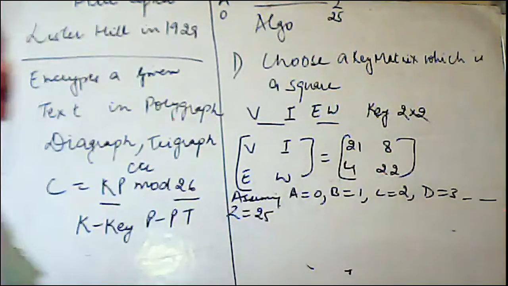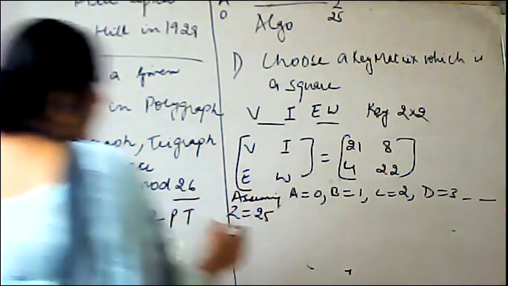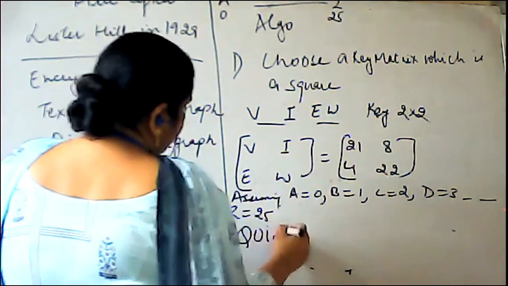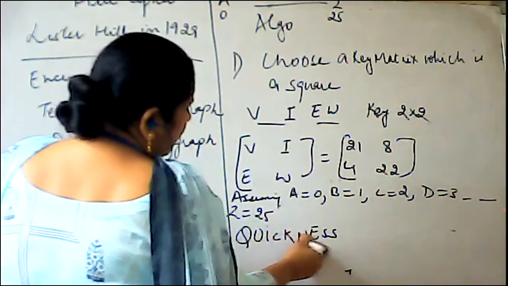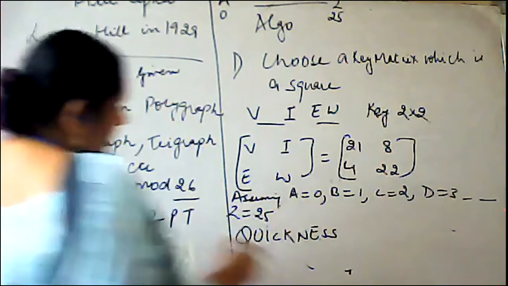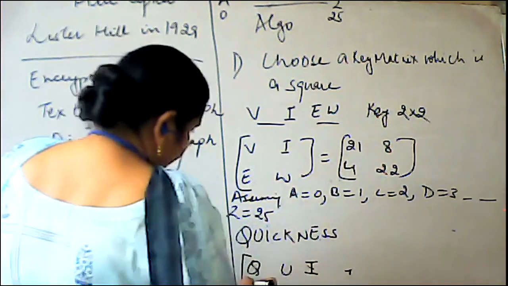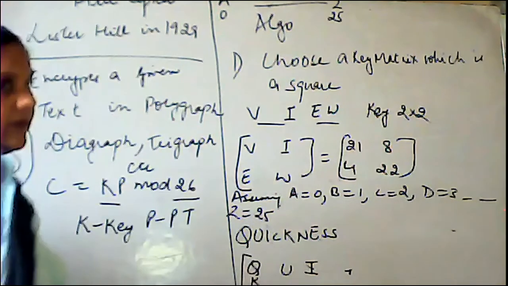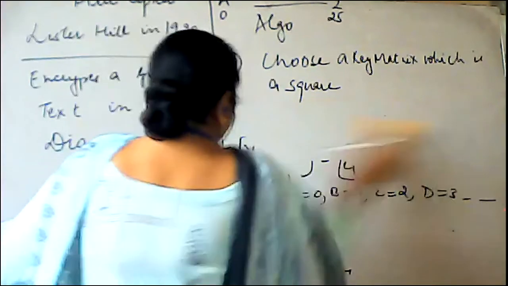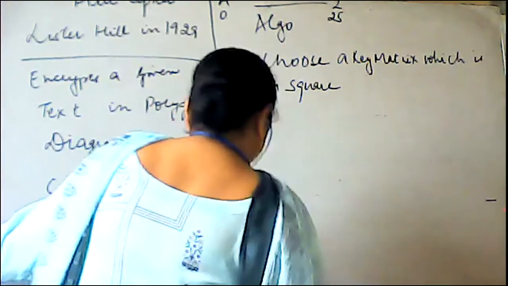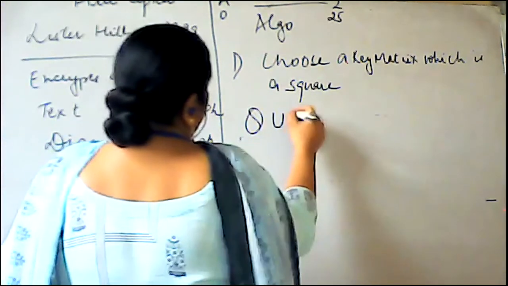You can even choose a square matrix of 3 by 3. For example, the keyword is QUICKNESS. 1, 2, 3, 4, 5, 6, 7, 8, 9. 9 letters are there. So this will be a matrix of 3 by 3. So I'll erase the upper one. Quickness.